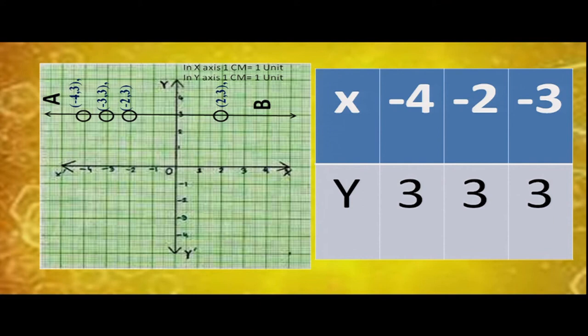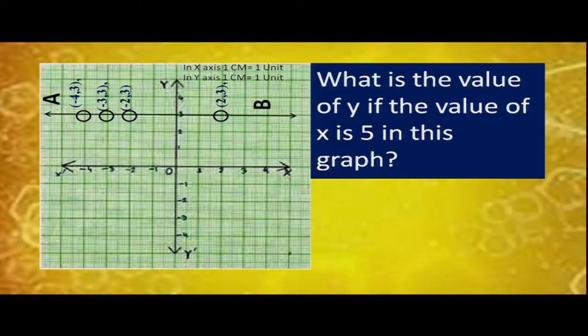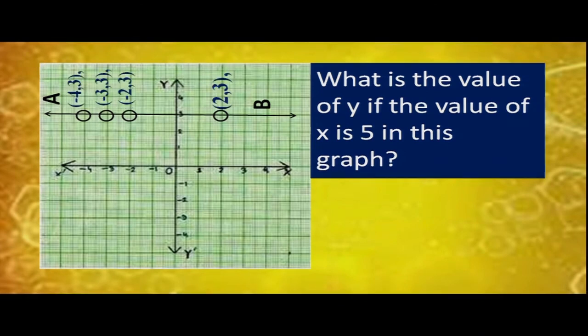Now, I have a question on this. What is the value of y if the value of x is 5 in this graph? Here, whatever be the value of x, the value of y will always be 3. So, if the value of x is 5 in this graph, the value of y will be 3.